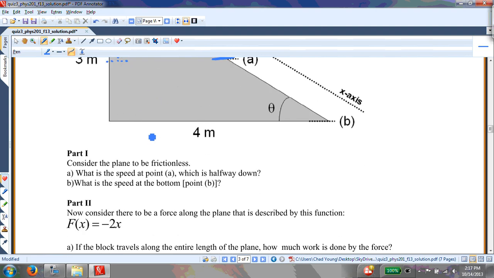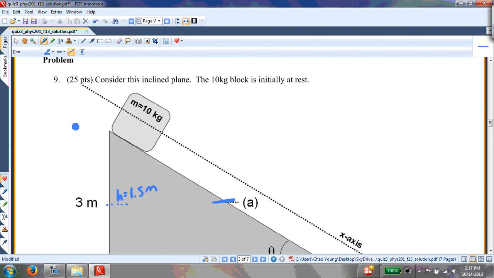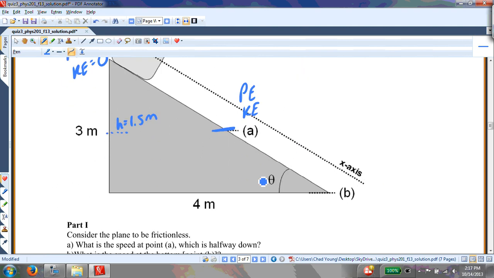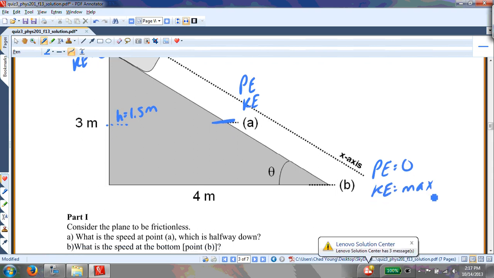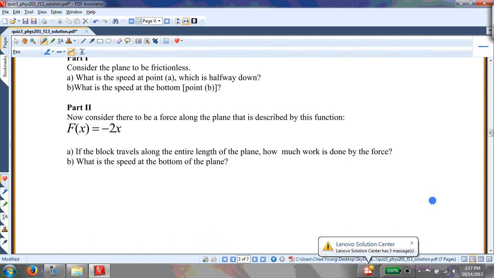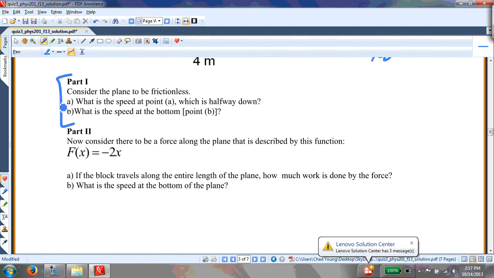Alright, so I say my potential energy up here is equal to its maximum value, and my kinetic energy is 0. That's because the object is initially at rest. Here I have potential and kinetic energy. And down at the bottom, my potential energy equals 0, and my kinetic energy equals the max. Alright, so I will do part 1, A and B first.